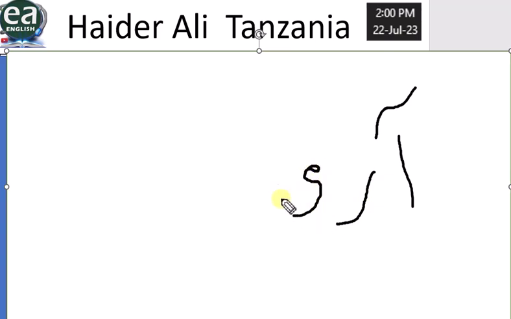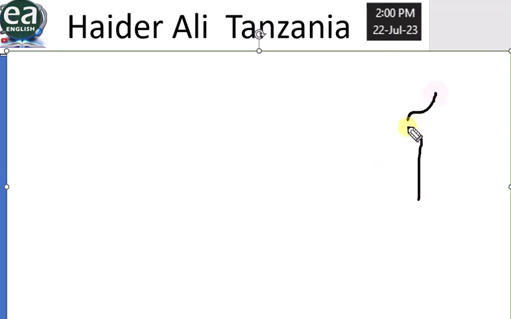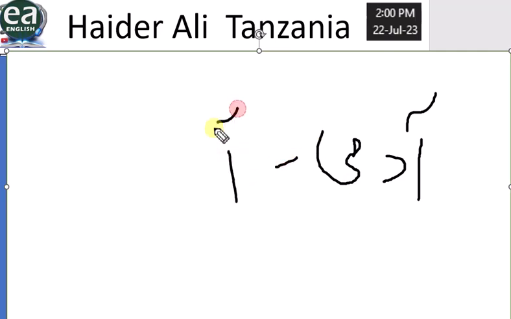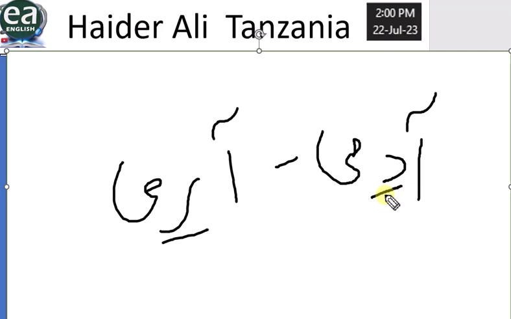Then me, choti ye, mi, r. Army. Before we wrote aadmi with dal, me, ye, mi. Then I have written army with re, me, choti ye, mi. Army, aadmi. So what is the difference between these words? The difference is the sound of dal and ra. Right? Aadmi, army.